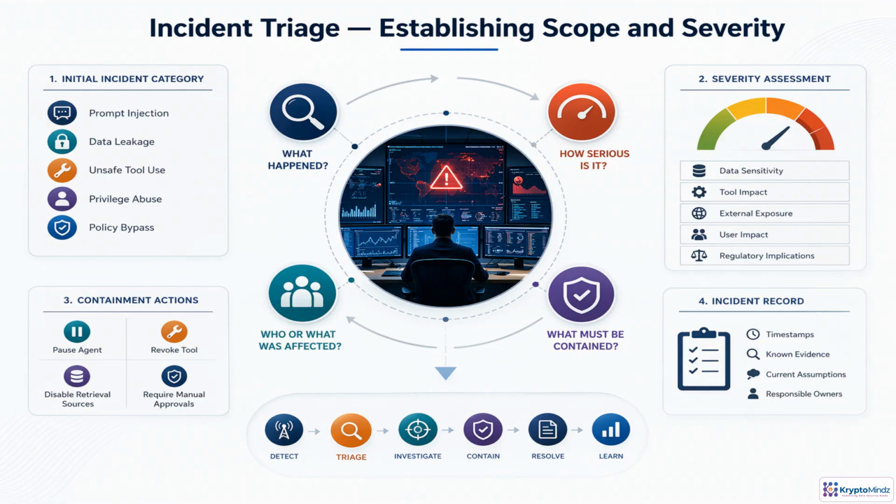Triage is about reducing uncertainty fast. Start by naming the likely incident type: prompt injection, data leakage, unsafe tool use, privilege abuse, or policy bypass. Then judge severity by impact, not alarm volume. Ask what data was exposed, what tools could act, whether anything reached external systems, how users were affected, and whether regulations are involved. Containment should be immediate and proportional. Pause the agent, revoke a risky tool, disable retrieval, or require human approval. Finally, document what you know, what you assume, when it happened, and who owns the next action.